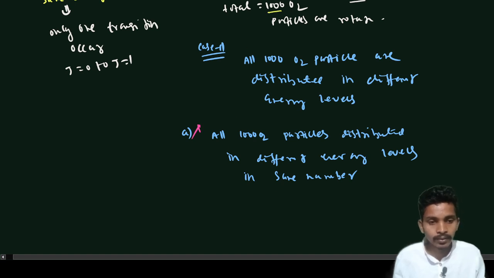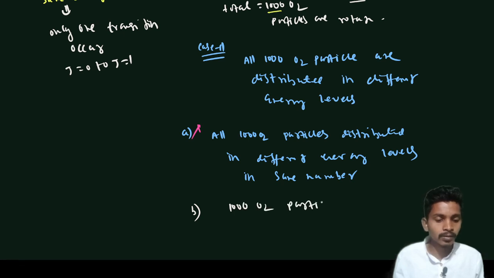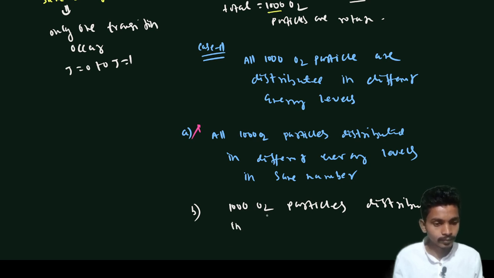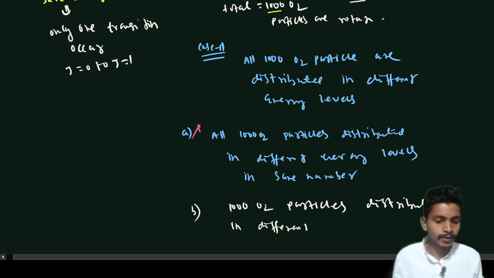Now the second condition: 1000 O2 particles are distributed in different energy levels in different numbers.